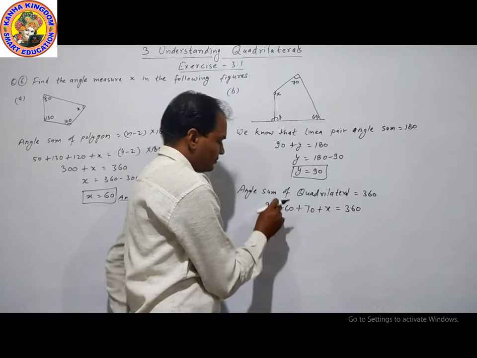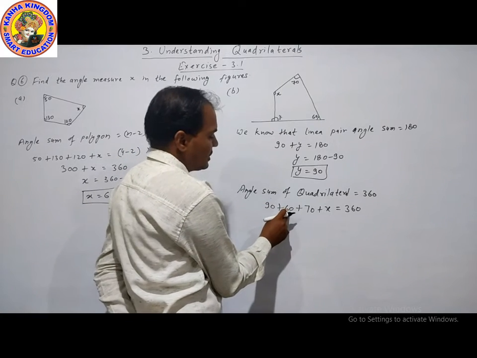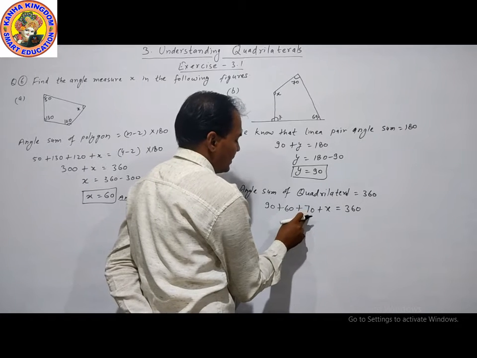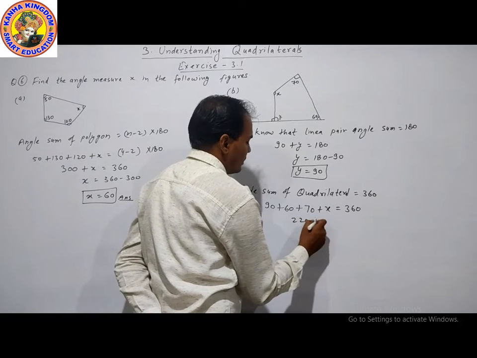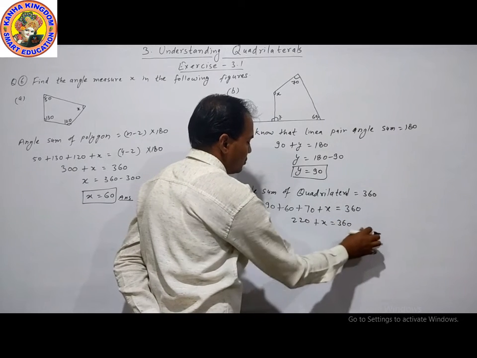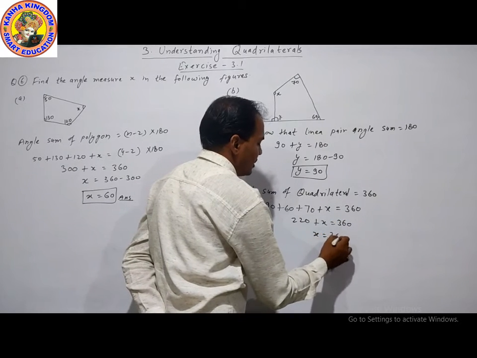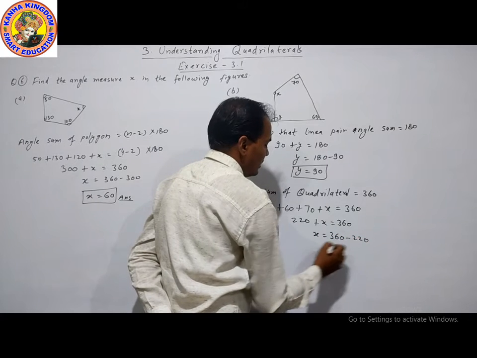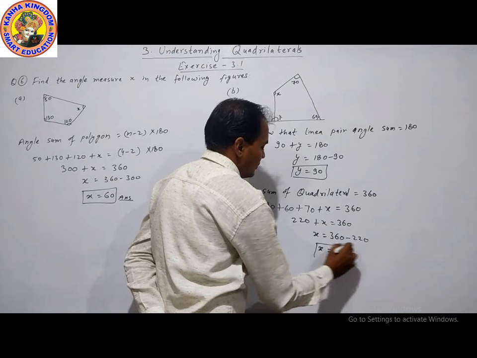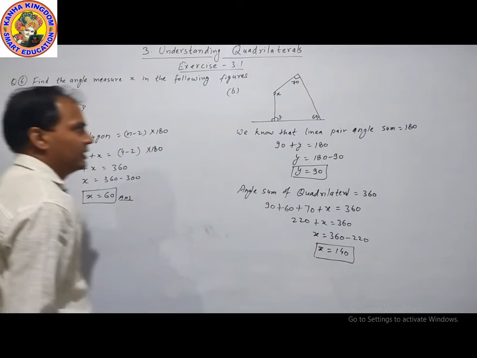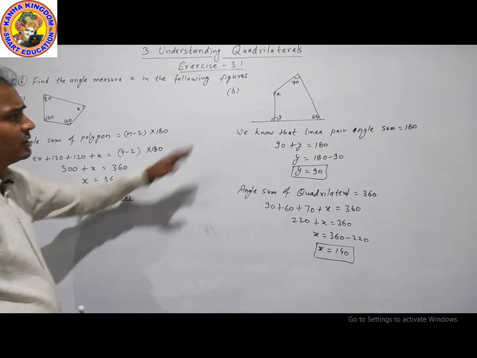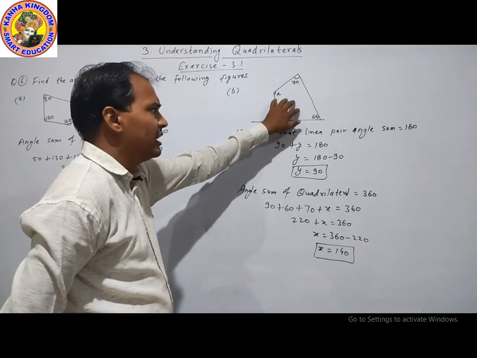Now adding these, 90 plus 60, 150, 150 plus 70, 220, 220 plus x is equal to 360. Now transposing 220, x is equal to 360 minus 220. So x is equal to 140. The answer is 140.